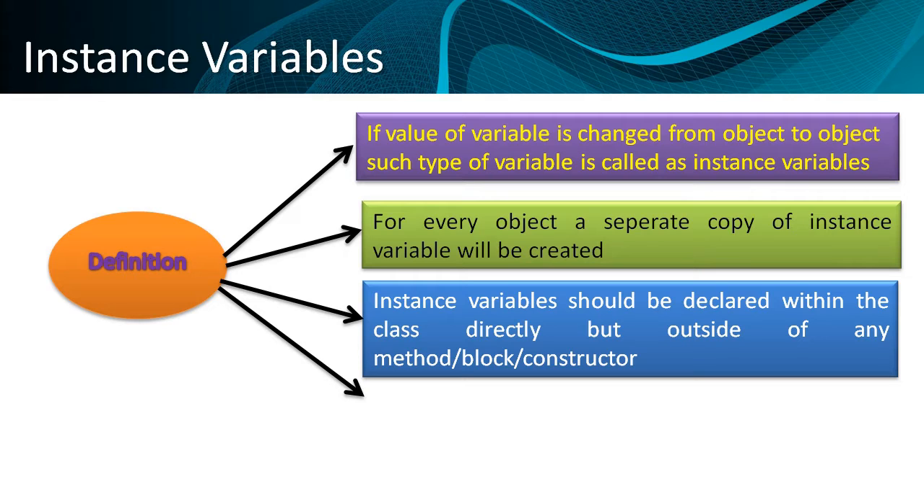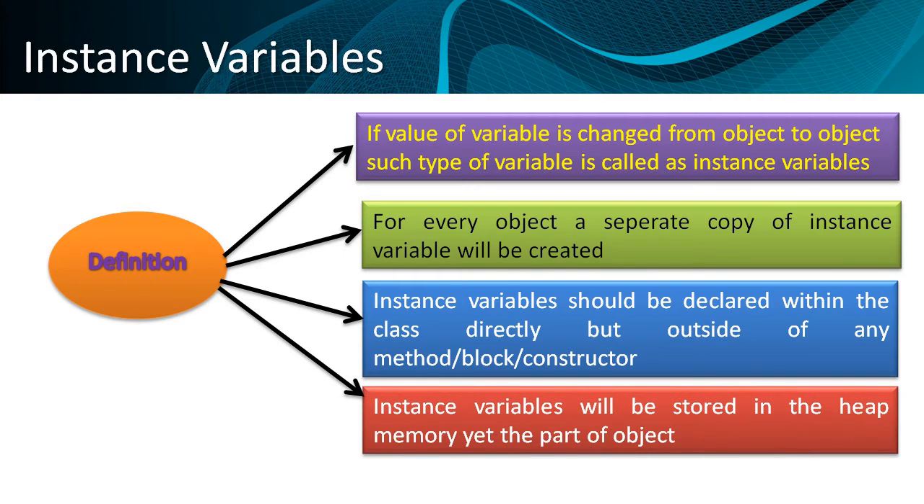Instance variables are declared within the class, but outside of any method, block or constructor. If the variable is created inside a method, inside a block, or inside a constructor, that is called a local variable. If the variable is created outside of methods, blocks and constructors, but within the class, that is called an instance variable.